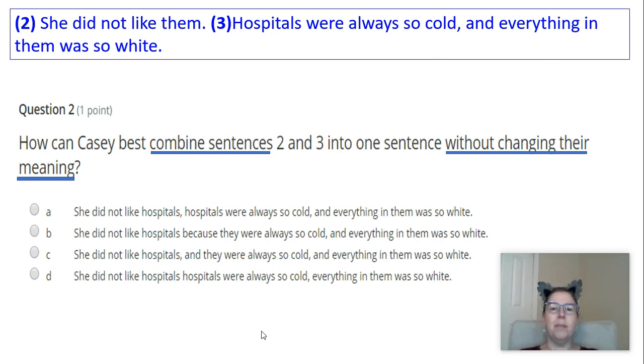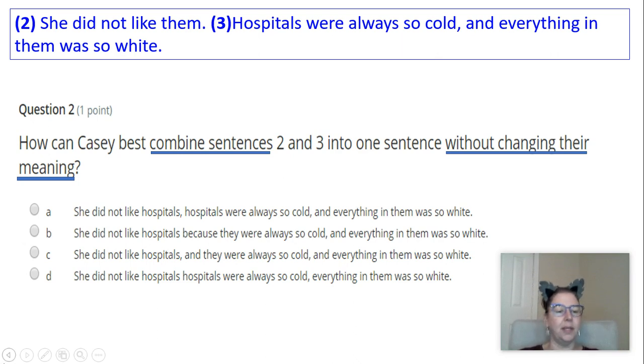She did not like them. Hospitals were always so cold, and everything in them was so white. And I think about what I learned in language arts class, and I notice, hey, those are two simple sentences. How can I put them together? The next thing I do is I go back to my answers, and I need to spend some time just reading each one carefully, noticing the differences and similarities between them all. Okay, and then I'm going to think about those important tips that I found in this video.